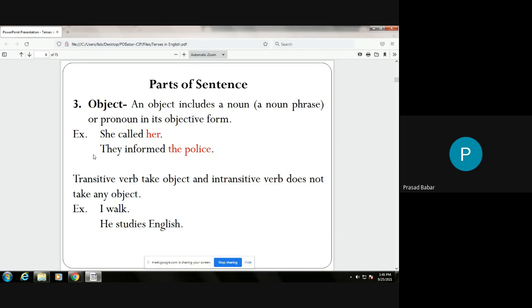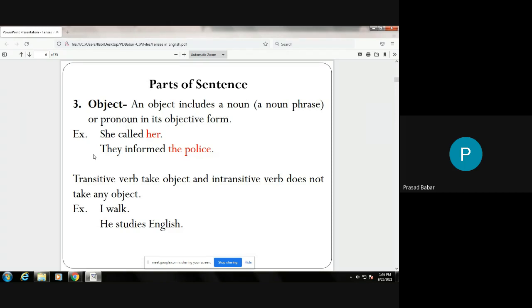Let's see it with examples. Let's see the first example. She called her. So in this example, she is the subject, called is the verb, and her is the object. Okay, her is the object. And let's see the next example. Second example, they informed the police. So the police in this example works as an object.